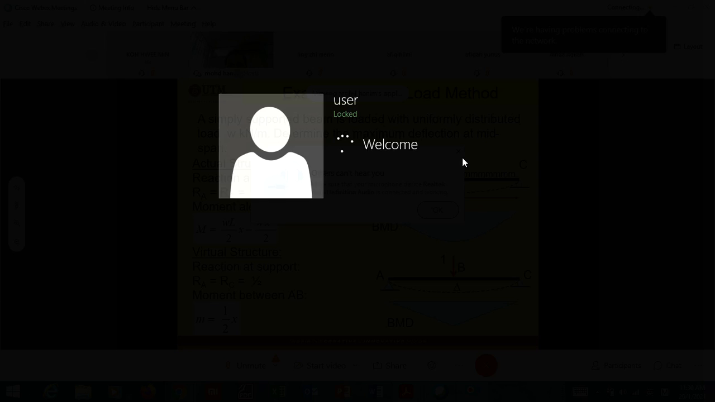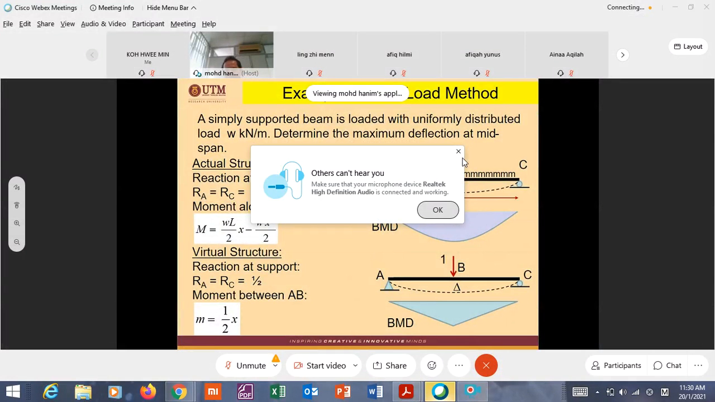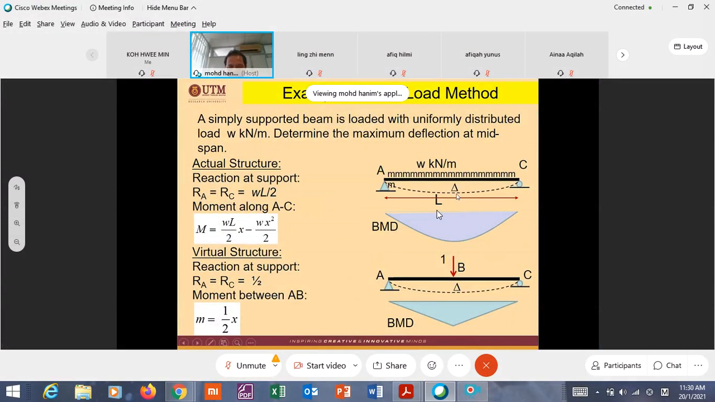So again, we have the actual structure and we have the virtual structure. For the actual structure, the reaction is equal to W multiplied by L divided by 2. And the moment along AC is equal to M equals WL over 2 x minus Wx squared over 2. For the virtual structure, the reaction at the support due to 1 unit load is half and half, 0.5, 0.5.